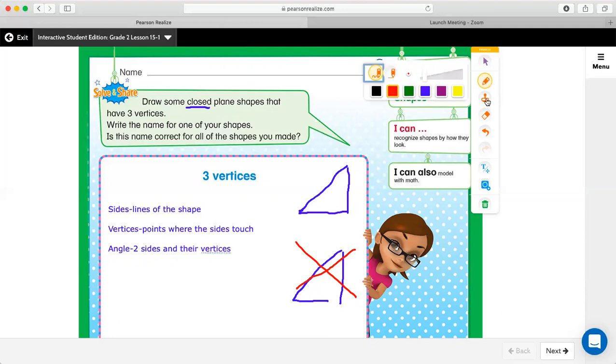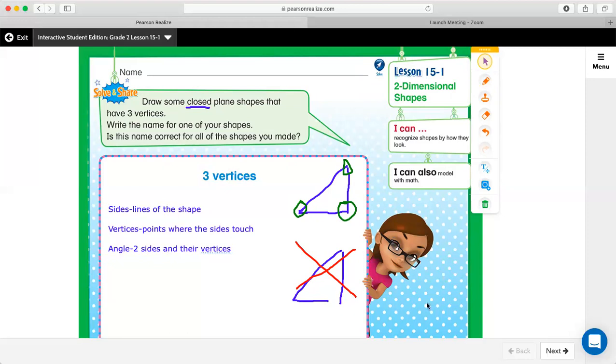So our Sullivan chair says to us, draw some closed plane shapes that have three vertices. So this would be an example right here. This right triangle would be an example of a closed plane shape. It's flat. That's what makes it a plane shape. It's closed because all of the sides touch, and it has three vertices. One, two, three. Okay.